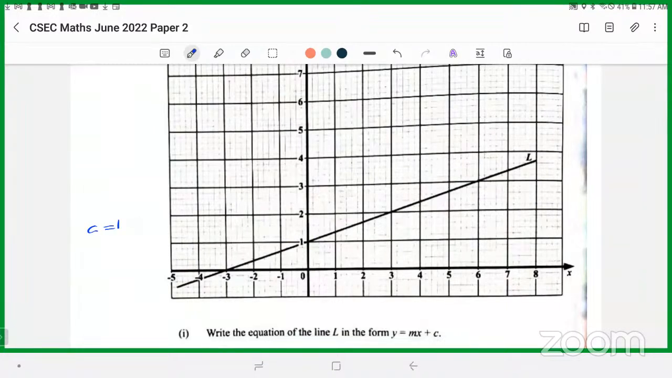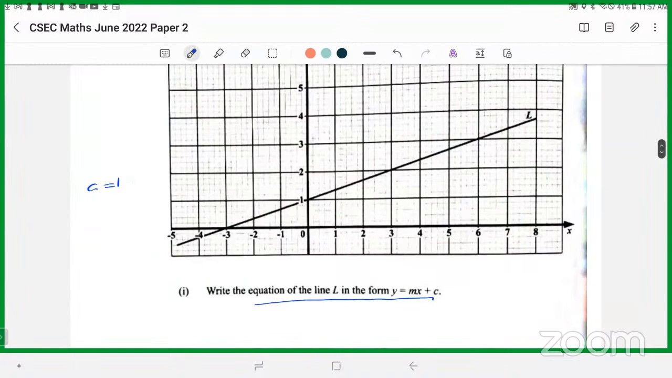What are they going to ask us for the equation? See what they say? Write the equation of a line from y equals mx plus c. We can see that the c is 1. It's obvious there. Question is, what is the m? You don't have to calculate it because you can see it on the graph. You can choose any 2 points and count the rise and run on the line.